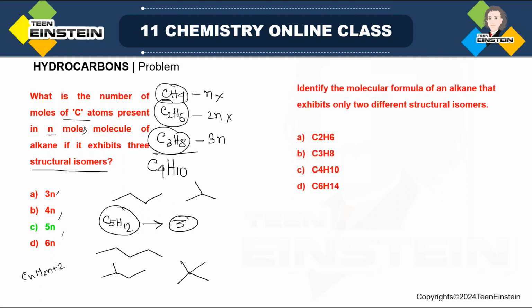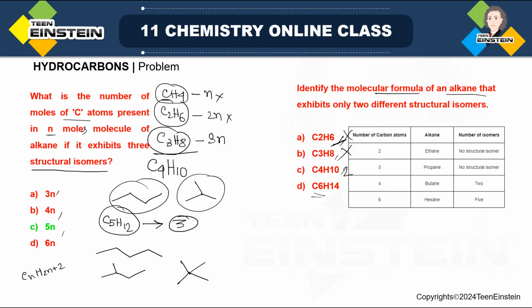Next question. This is also related to structural isomers of alkane. Identify the molecular formula of an alkane, four formulas are given, that exhibits only 2 different structural isomers. The same thing we have just discussed in the previous question. In case of C4H10, you have already seen 2 structural isomers are possible. That means this should be the correct answer, right? For C2H6, no structural isomerism is possible. For C3H8, no structural isomerism is possible. For C4H10, 2 are possible. And when it is C6, a total of 5 structural isomers are possible. You can also check in the previous class where all these structures are drawn.